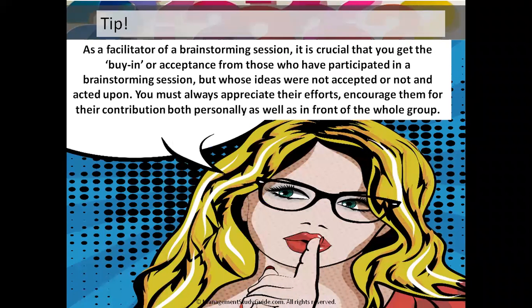Tip: as a facilitator of a brainstorming session, it is crucial that you get the buy-in or acceptance from those who have participated in the session. But for those whose ideas were not accepted or not acted upon, you must always appreciate their efforts and encourage them for their contribution, both personally as well as in front of the whole group.